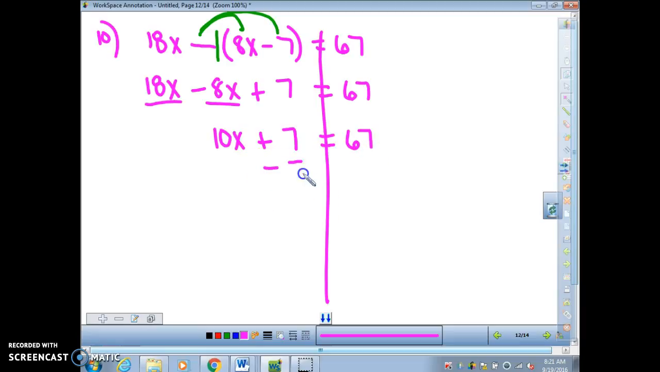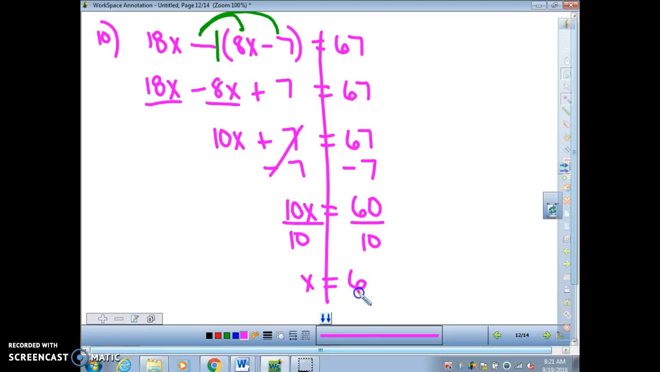Okay. And then we're going to subtract 7. And divide by 10. And x is 6.